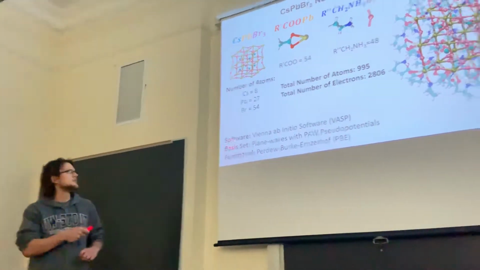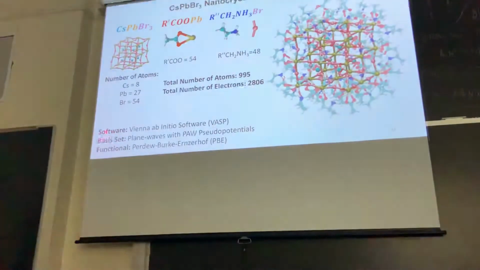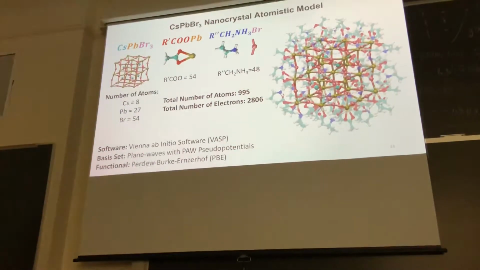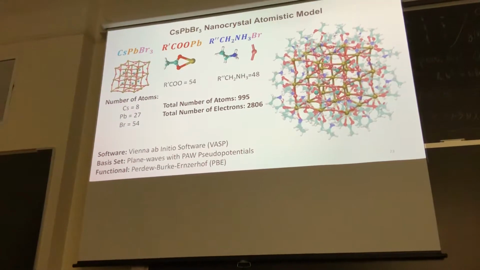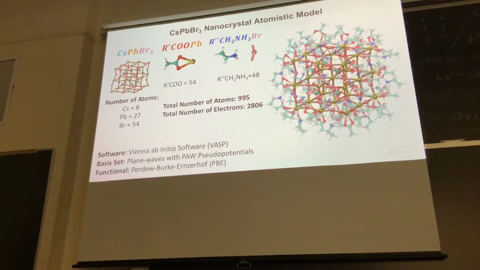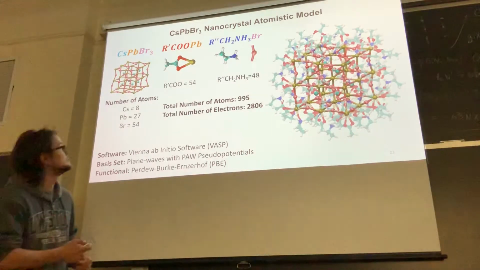And just a note on how we do our calculations. We use VASP software, and VASP uses periodic boundary conditions. By default, it uses plane waves, which describe the valence electrons, but it uses pseudopotentials to describe core electrons. And then we use a PBE functional.